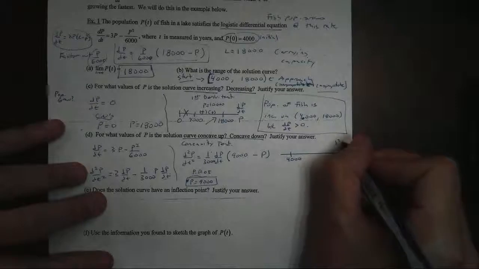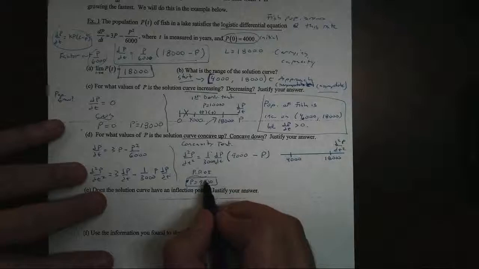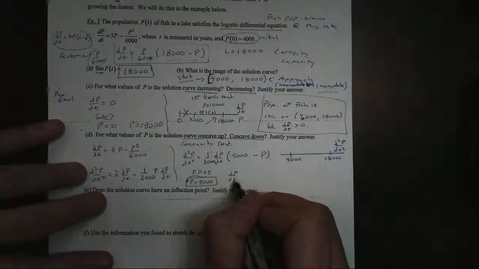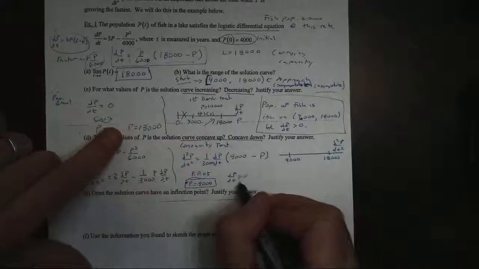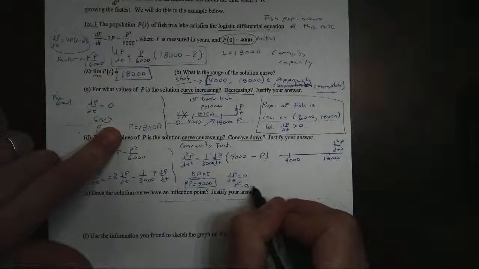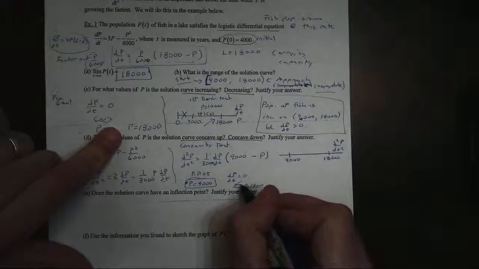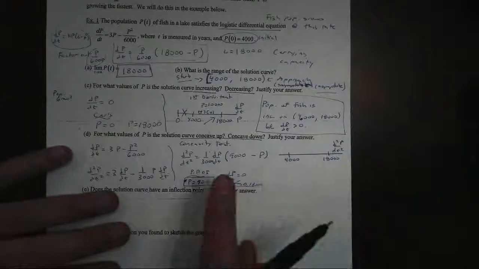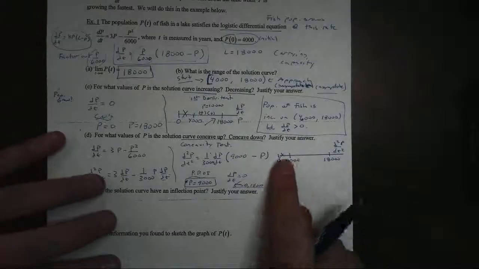Now, some of you may be wondering why I didn't look at dp dt when I was looking at my possible points of inflection. Where is dp dt equal to 0? Well, we already have that solved from part A, right? That was 0 and 18,000. No need to reinvent the wheel there. Does it make sense? So I already have where dp dt is 0. And we already established that between 0 and 4,000 is out of our domain. So I'm only looking between here.